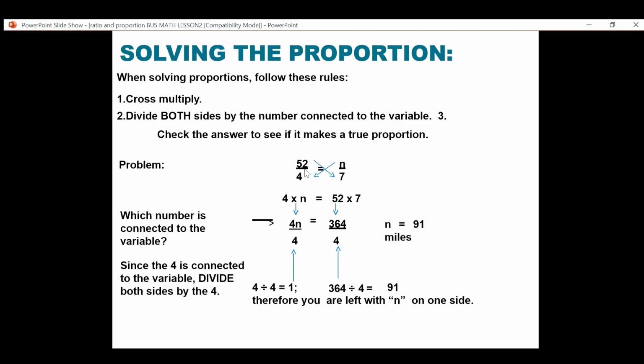So we have 52 over 4 equals n over 7. So cross multiply. So 4 times n, so that's 4n. Then 52 times 7. And then to eliminate the variable next to n, divide both sides by 4. So we have 364 over 4, and this one will be cancelled. So the answer is 91 miles. So therefore, he could travel 91 miles.